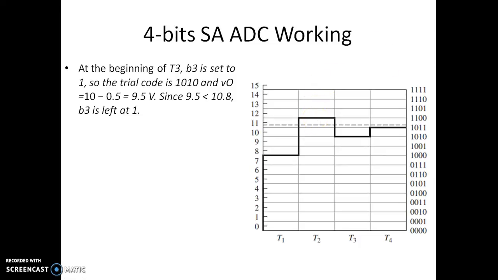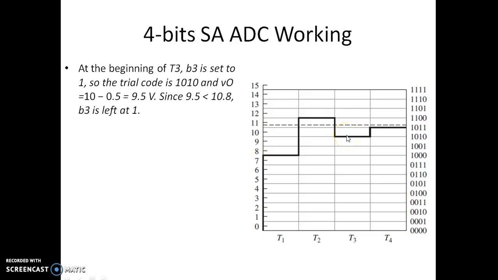Now before the next clock pulse comes, at T2 end, what we are doing, we are making B2 0 and we are making B3 1. So B3 is set to 1. Now the actual trial code is 1010. So this is actually B1, B2, B3, B4. So B1 is 1, B2 is made 0, B3 is now made 1. So for this voltage we are getting it as 9.5.